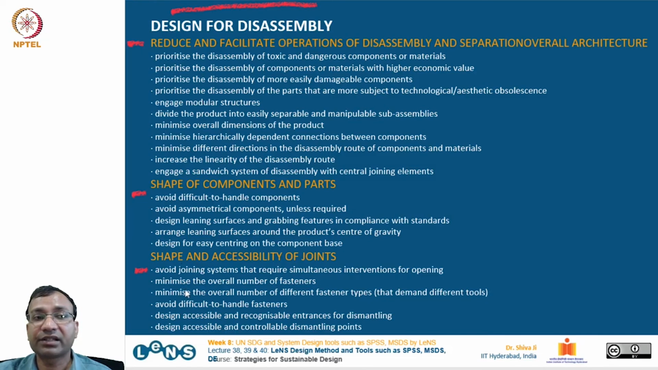Finally, shape and accessibility of joints: avoid joining systems that require simultaneous interventions for opening. Minimize the overall number of fasteners. Minimize the overall number of different fastener types that demand different tools. Avoid difficult to handle fasteners. Design accessible and recognizable entrances for dismantling. Design accessible and controllable dismantling points.